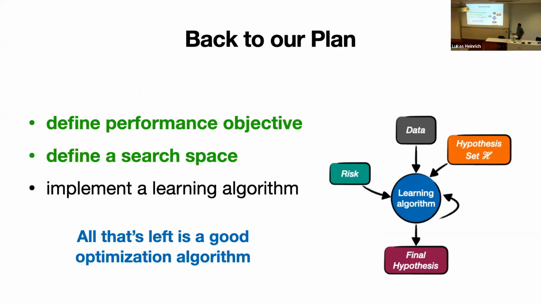All right, so we can go back to our plan. We have two things now: our performance measure and our search space. Now we just need to find a learning algorithm. How do we actually optimize this thing? We ensured we can actually calculate it, so that's great. But now, how do we make it better and find a good final hypothesis?